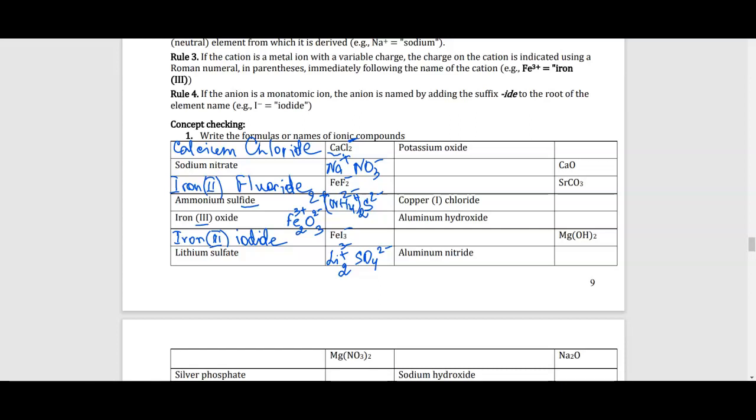Okay, the next one, potassium oxide. Potassium means K, oxide means oxygen. For potassium, the charge will always be 1 positive, and for oxide it's 2 negative. As you can see, for 2 negative we have only 1 positive charge, so K2O, potassium oxide.